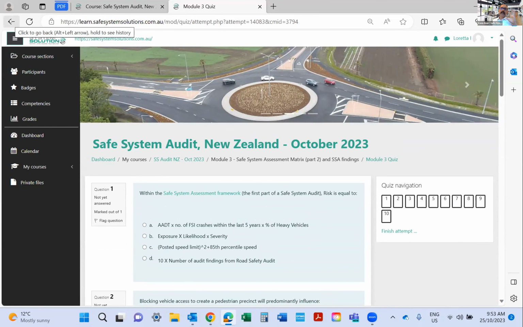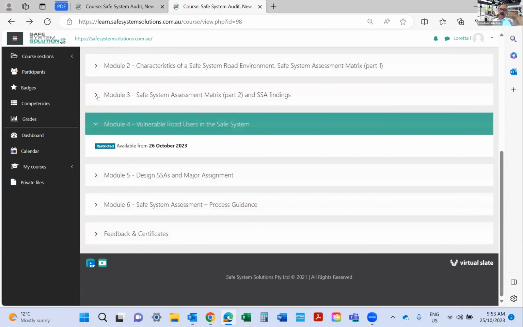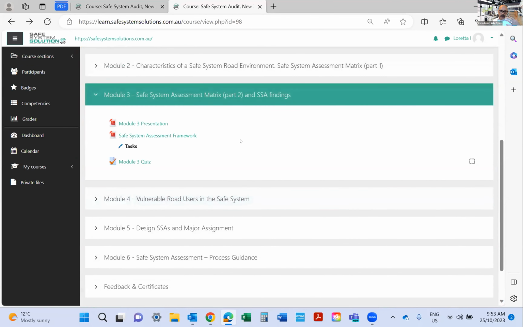As always, if you go through that and you really struggle, don't stress about it. Simply shoot Loretta an email, training@safesystemsolutions.com.au. We'll organize a bit of one-on-one coaching for you. We can go through some of the key learnings, the key outcomes, and you'll be feeling much more comfortable in your second attempt at it. But I think most of you are getting a good handle on this, and you can get stuck into it.